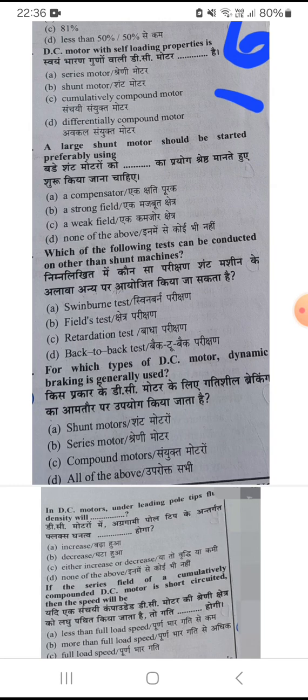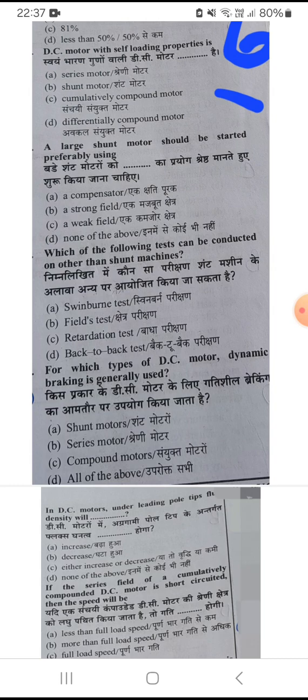A large shunt motor should be started preferably using, option A, a compensator. Which of the following tests can be conducted on other than shunt machines? That is option B, the field test is the right answer.